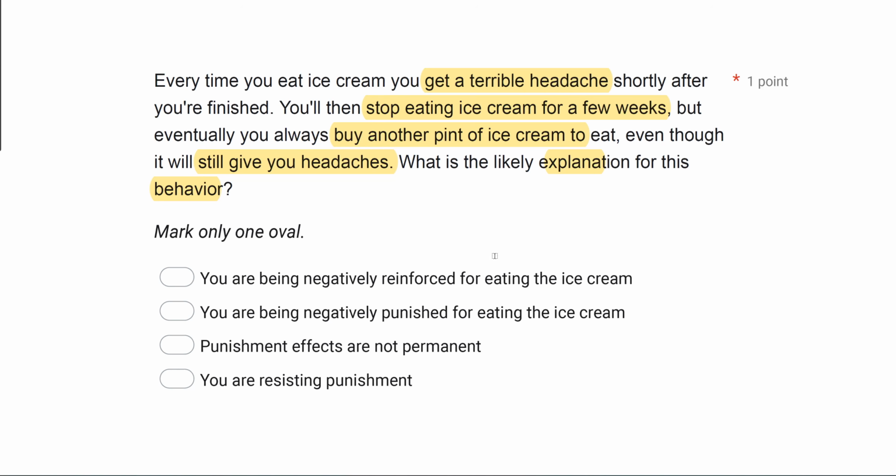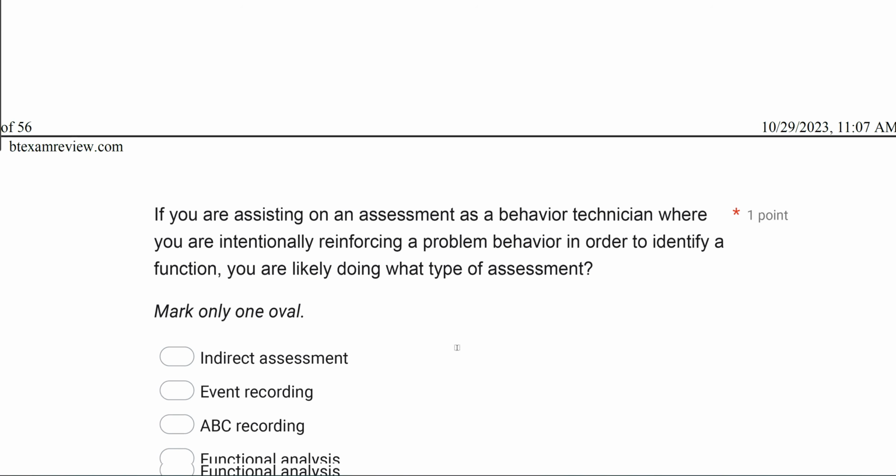And then D, you are resisting punishment. Well, no, because punishment was effective at first. So punishment typically is effective at first, and then the effects wane. And if punishment stops, punishment effects are not permanent. So what is the likely explanation? C, punishment effects are not permanent.